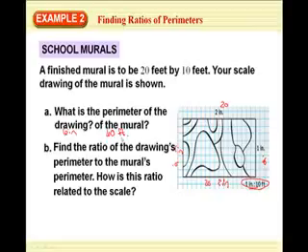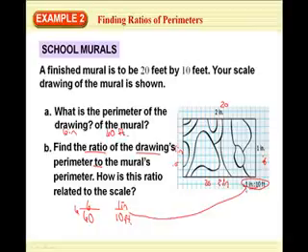Okay, find the ratio of the drawing's perimeter to the mural's perimeter. Okay, ratio means we write it as a fraction. The drawing's one is first to the actual mural. Okay, so the drawing is 6 to 60, which divided by 6 is 1 to 10, and that's in inches, and that's in feet. How is this ratio related to the scale? Look, I just noticed it. It is the scale.